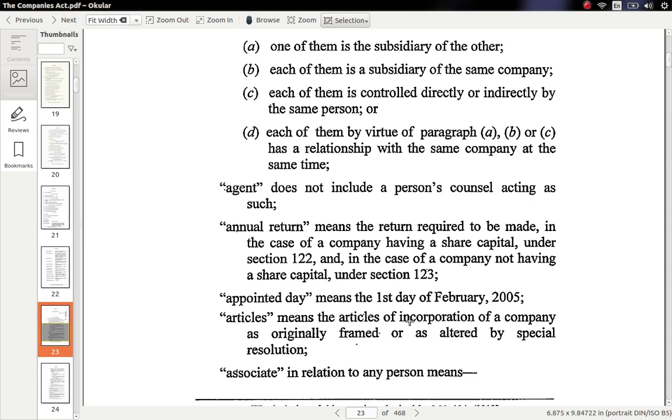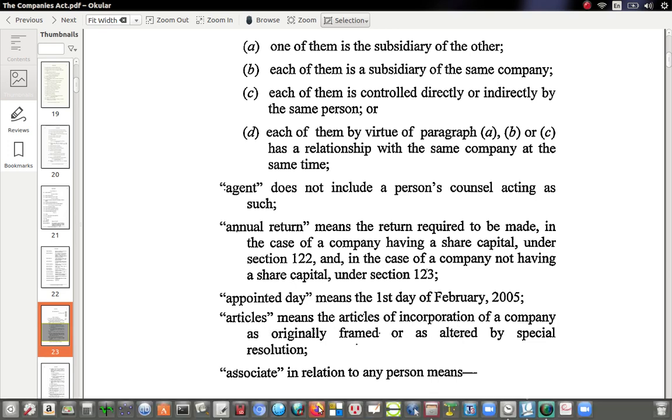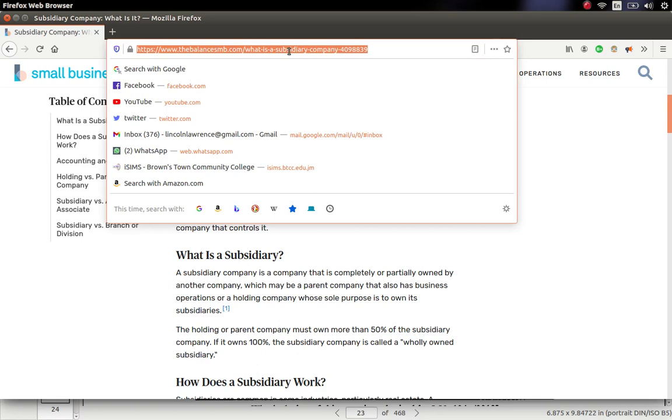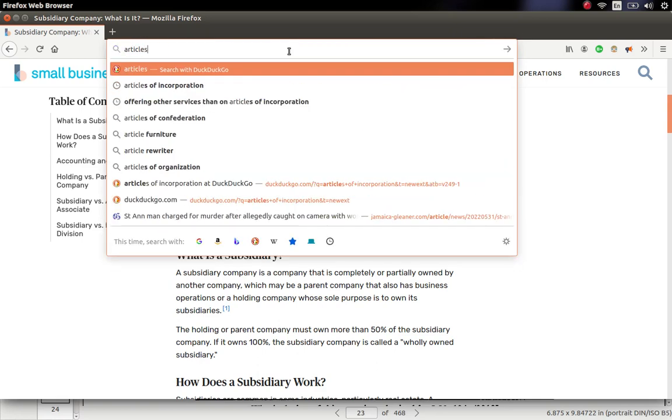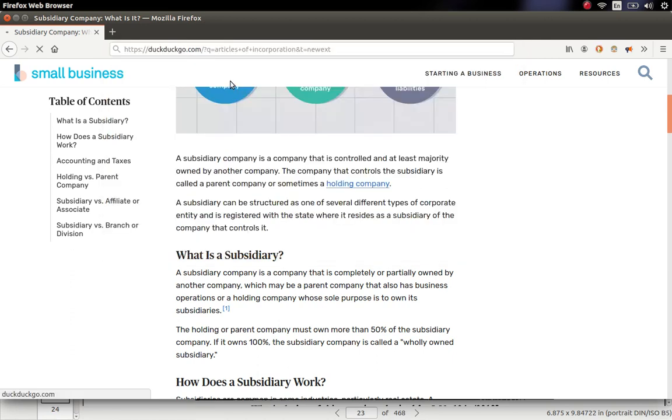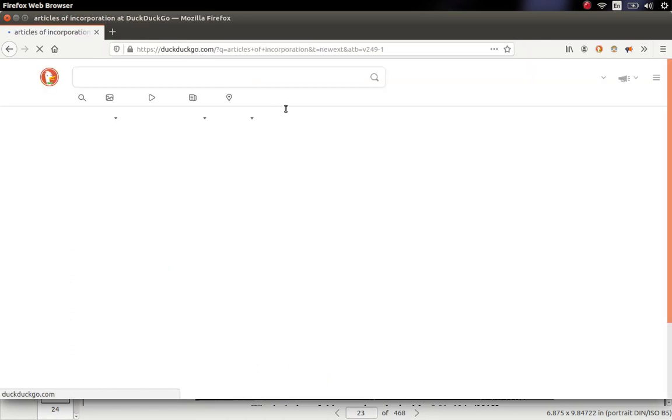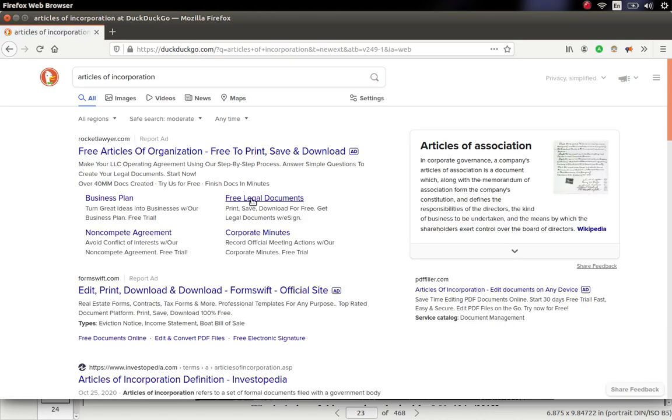Articles means the articles of incorporation of a company as originally framed or as altered by special resolution. Right, articles of incorporation. Let us look at that. We take a minute to look at that. Okay, articles of incorporation. What are those?